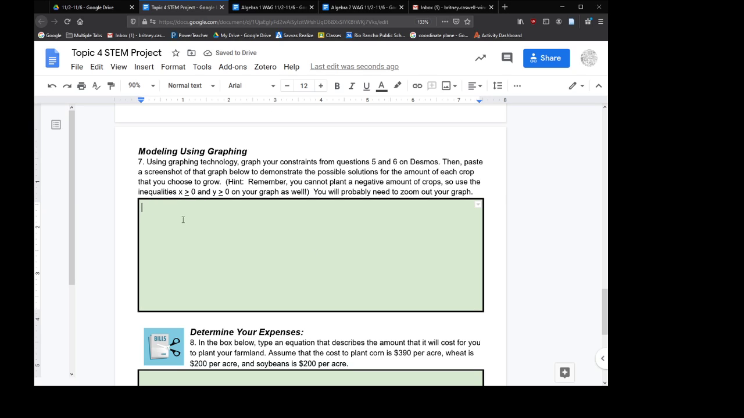But take a screen cap of your graph on Desmos and paste it in here. I only need quadrant 1. Okay.